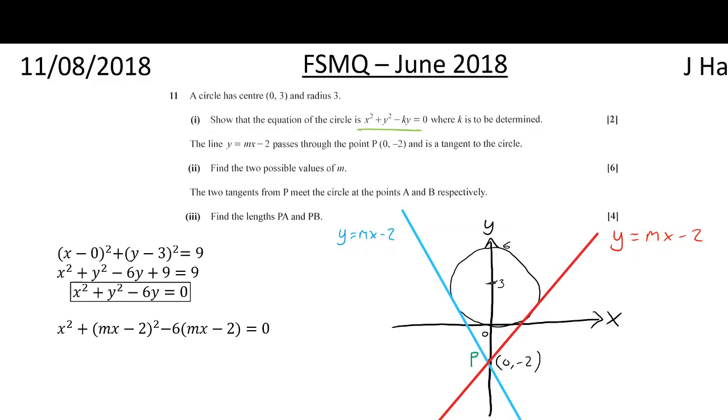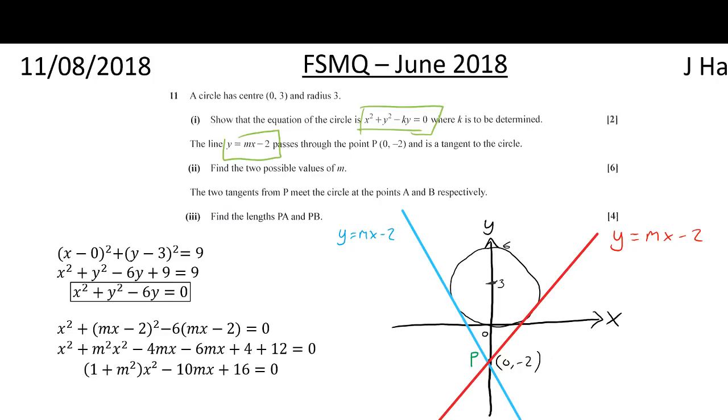So if it passes through the circle, we know that y equals mx minus 2 must pass through this circle. So we can paste in y. We know what y is at this point, mx minus 2. So we paste that in, and expanding and tidying up, you guys can do this in your own time, I've ended up with this quadratic equation.